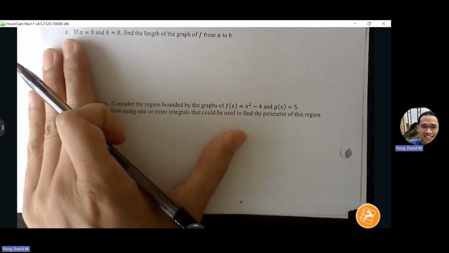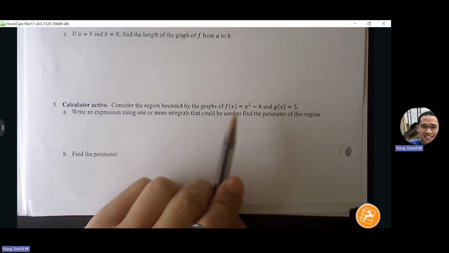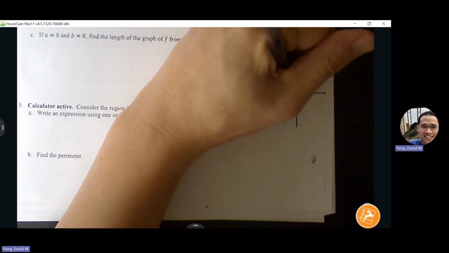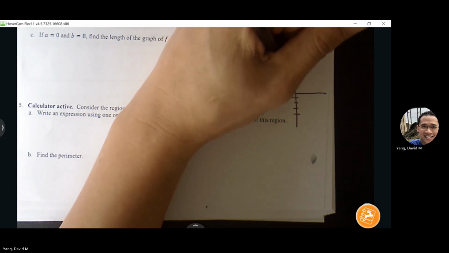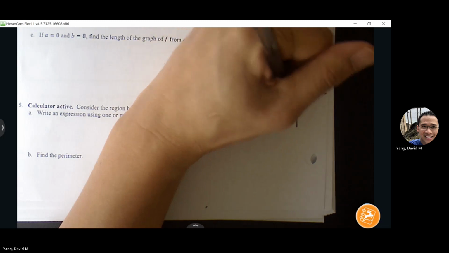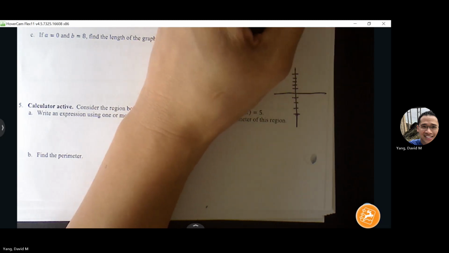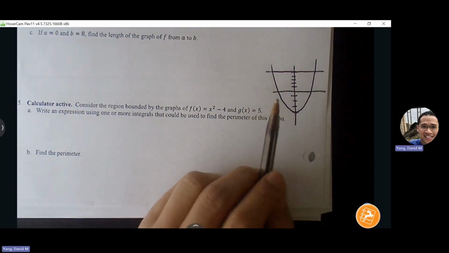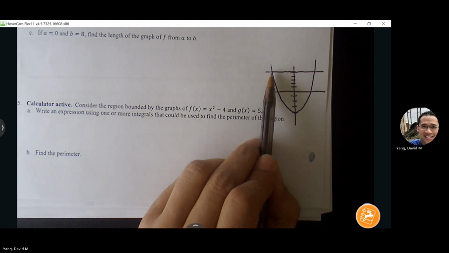So it says, consider a region bounded by the graph x squared minus 4 and y equals 5. So I'm just going to freehand what this region could look like. X squared minus 4 is a parabola. Y equals 5 is a horizontal line. So basically we're trying to figure out the perimeter of this region.